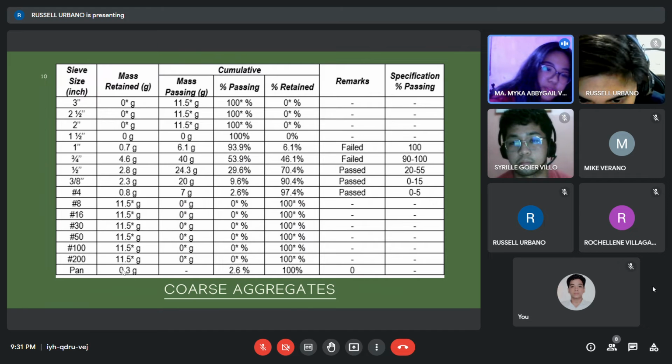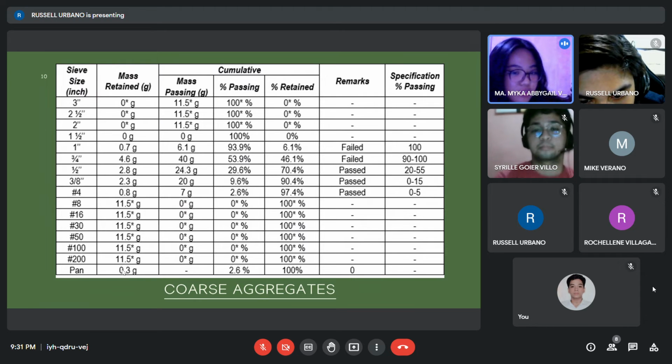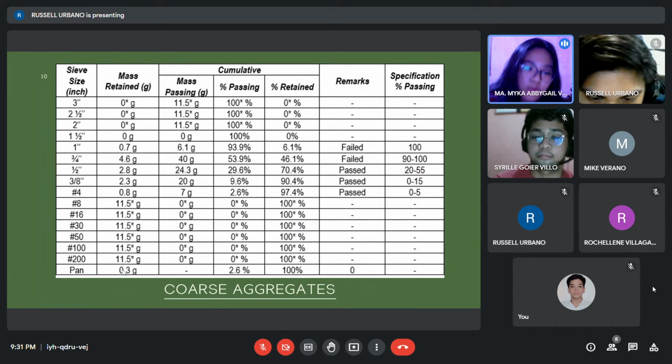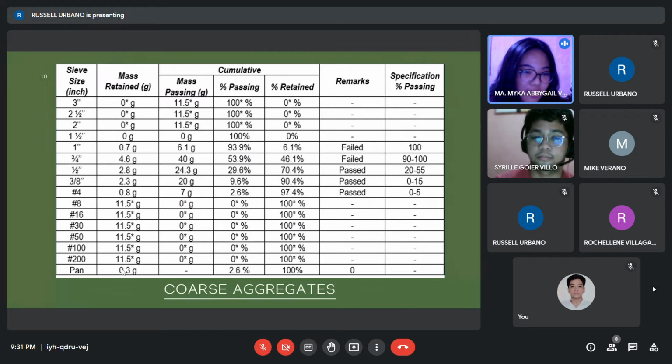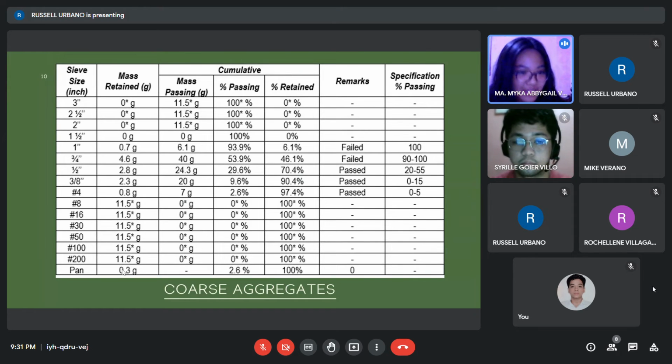For the cumulative percent retained of any sieve, we take the mass passing of that sieve and add it to the mass passing of all the previous sieves. Therefore, if we start with the 3/4 inch sieve, the mass passing of it is 40, and we add it to the previous mass passing, which is 6.1, we get 46.1, and again, we do this procedure for the rest of the sieves.